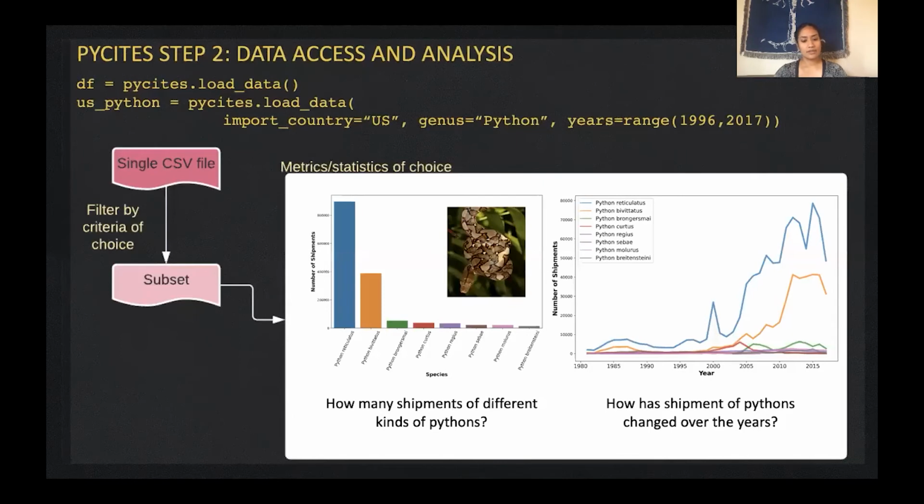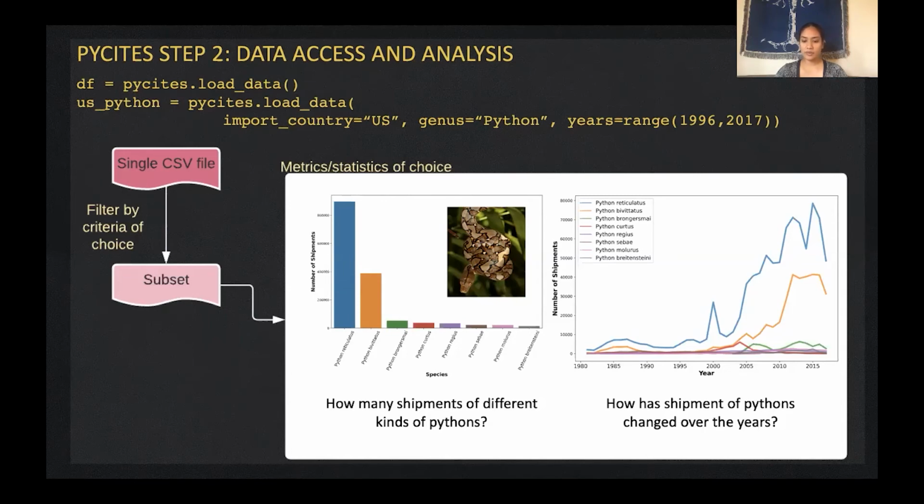So let's look at a realistic application of this package. If you are a practitioner working in the wildlife trade, it is likely that you would like to subset the data by a certain characteristic. For example, you might only be interested in trade between, say, US and China. Or you might be interested in only the year 2008. Our package allows for easy filtration of the data by your criteria of choice.